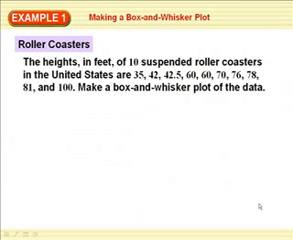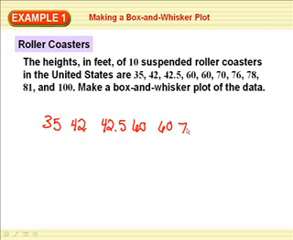Making a box and whisker plot. Roller coasters. The height in feet of the 10 suspended roller coasters in the United States are, there they are. Make a box and whisker plot of the data. So the first thing that you do to make a box and whisker plot is you find the median. So I'm going to take these numbers, and I know they're already in order, but I'm going to rewrite them. 60, 60, 70, 76, 78, 81, 100.